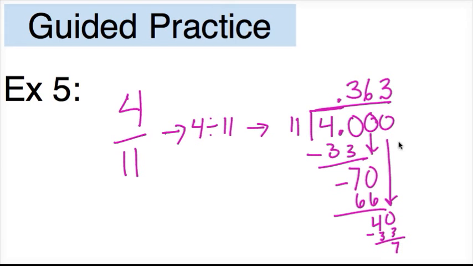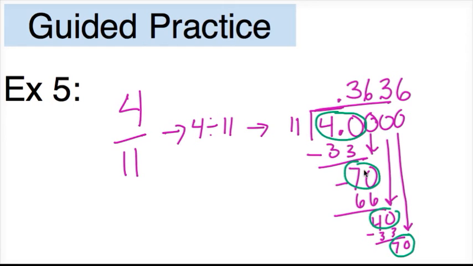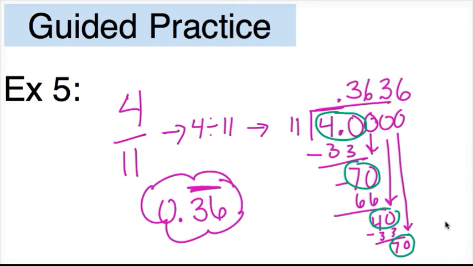What you should have noticed is I have some things repeating here. My 3 and my 6. And you may have even seen as you were working that you had 40, 70, 40, 70. If your work starts repeating, there's a very good chance your decimal will too. Actually, you can pretty much bank on it. So the 3 and the 6 are both repeating. That's where my repeating bar goes. And there, that should be your answer.